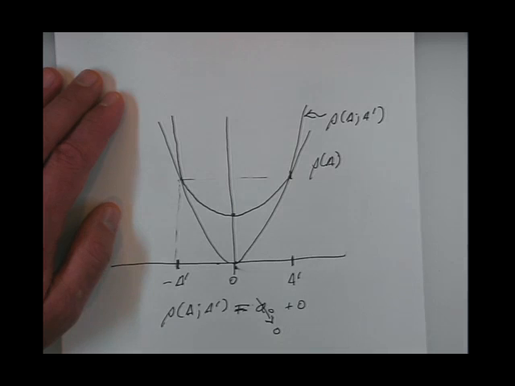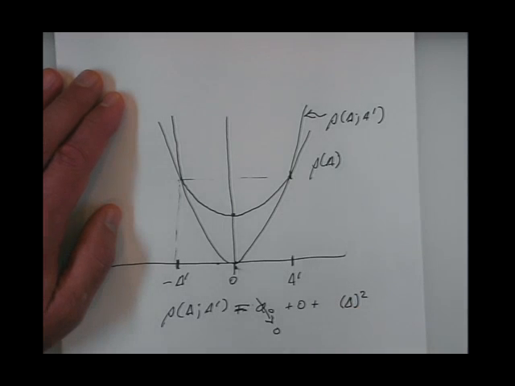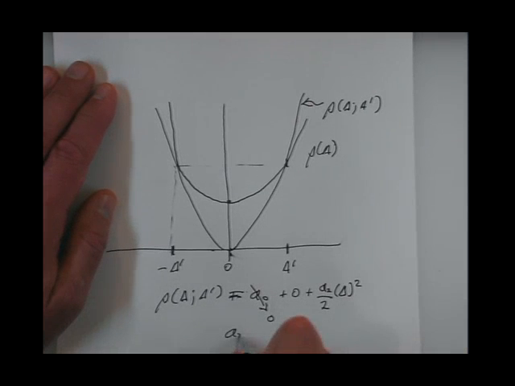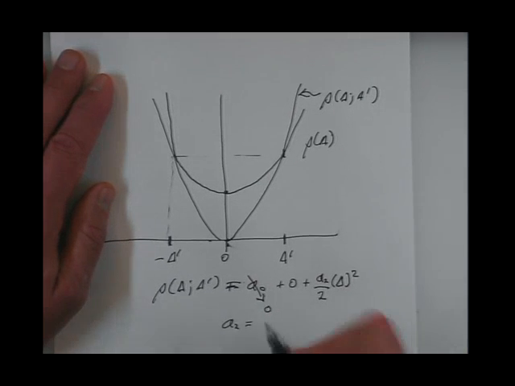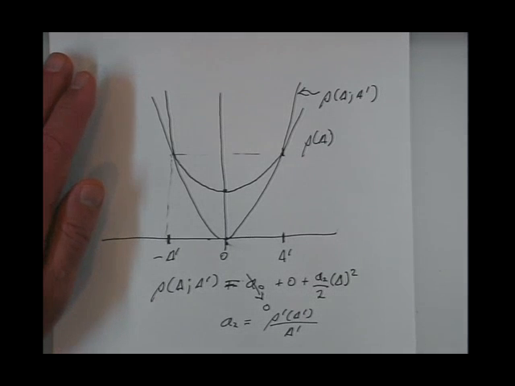That's easy to keep track of. And then what's the second derivative? Well, the second derivative term is going to be delta squared, okay, times something over 2. And over here we put A2. And A2 is just going to be equal to what? It's going to be equal to rho prime of delta prime over delta prime.